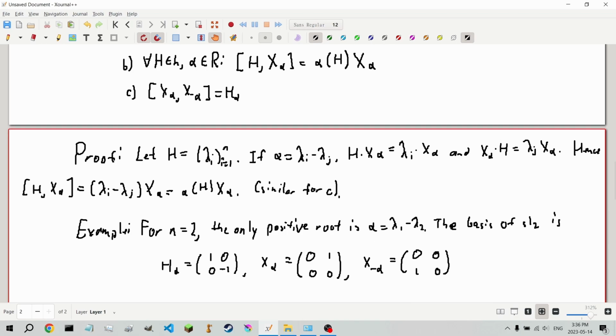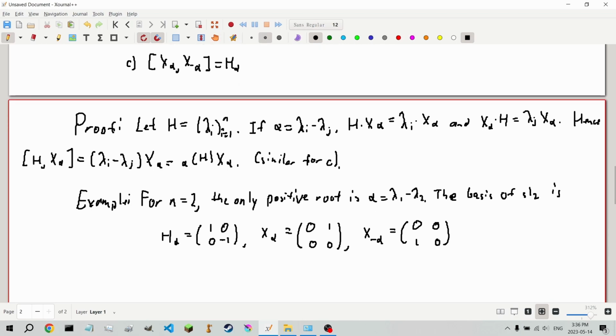Alright. Goes on to our next chapter here, which is weights and primitive elements.